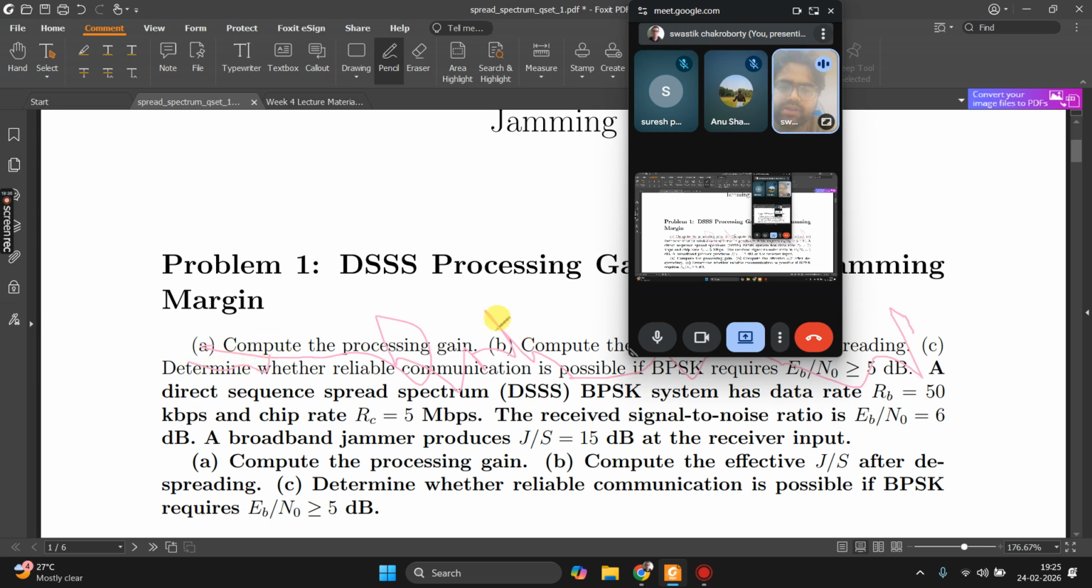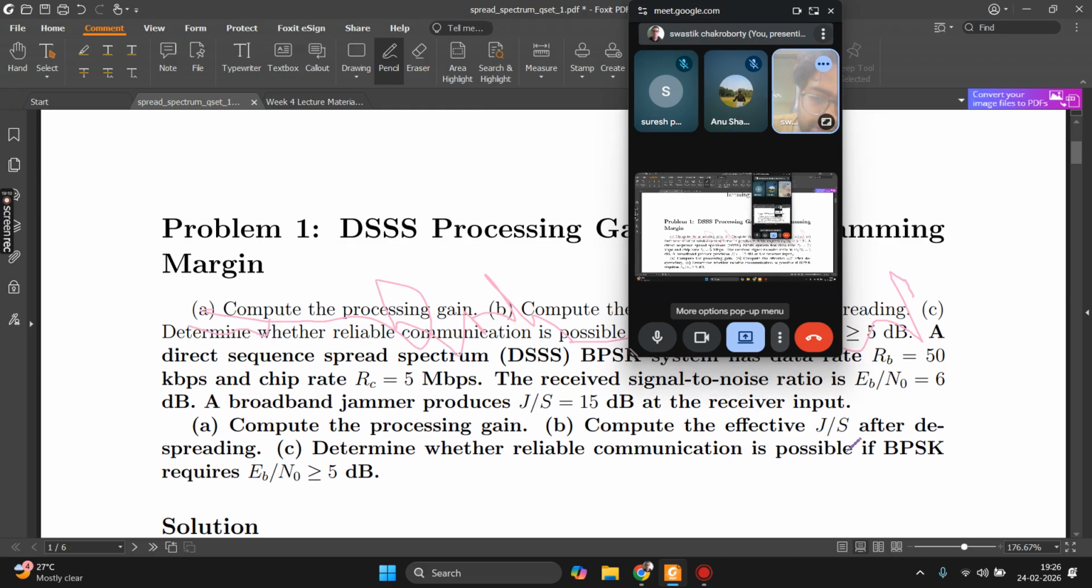A direct sequence spread spectrum BPSK system has a data rate RB equal to 50 kbps and a chip rate of 5 Mbps. So if 50 kbps data is coming, you have to make it 5 Mbps along with the chips. So chip plus data should be transmitted in 5 Mbps. The received signal to noise ratio is EB by N naught equal to 6 dB. A broadband jammer produces J by S equal to 15 dB. J by S means jamming power by signal power, so jamming power by signal power is 15 dB at the receiver input.